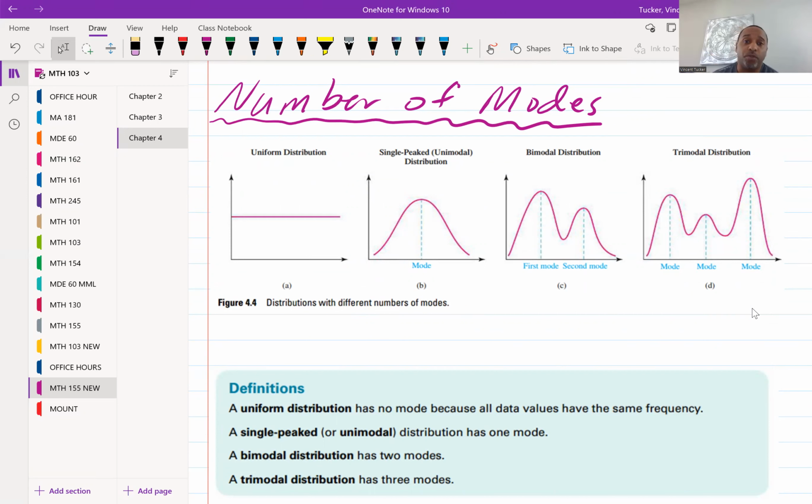Single peaked or unimodal has one mode. That means, remember, mode is when you have that one data value that shows up more than all the rest of them. Bimodal is when you have two modes. That's why we have two peaks here. Two different values that show up a lot.